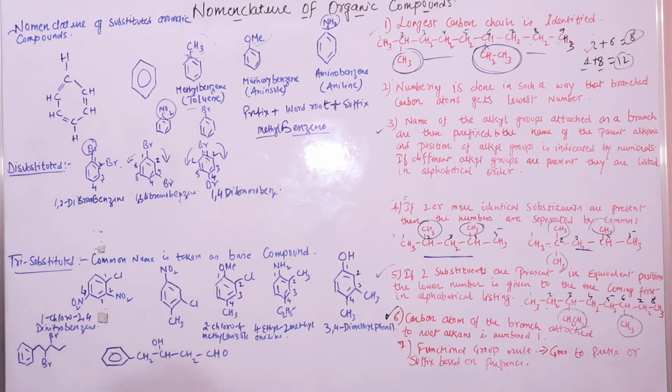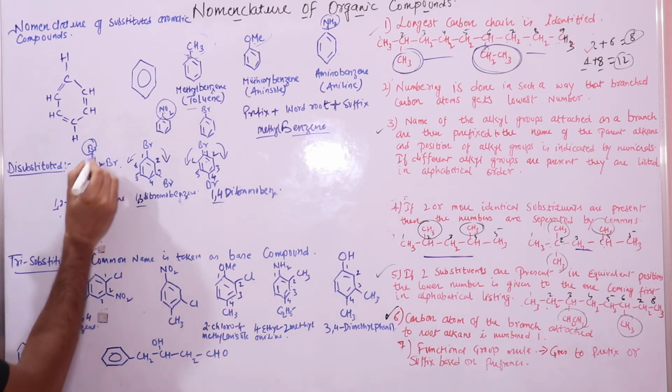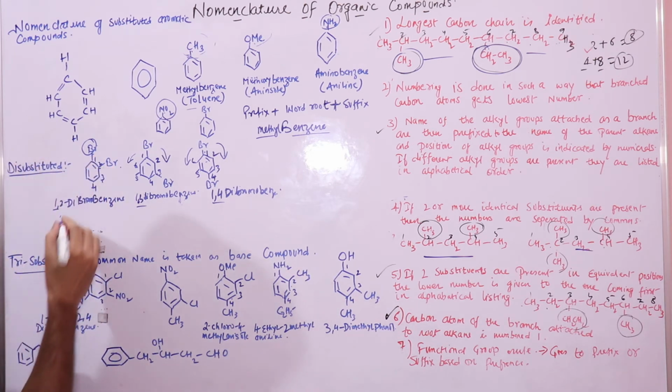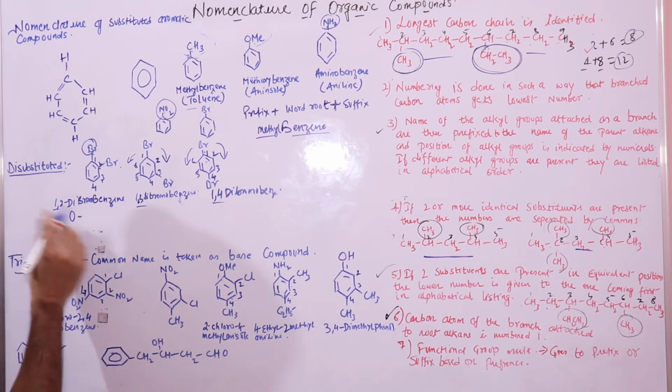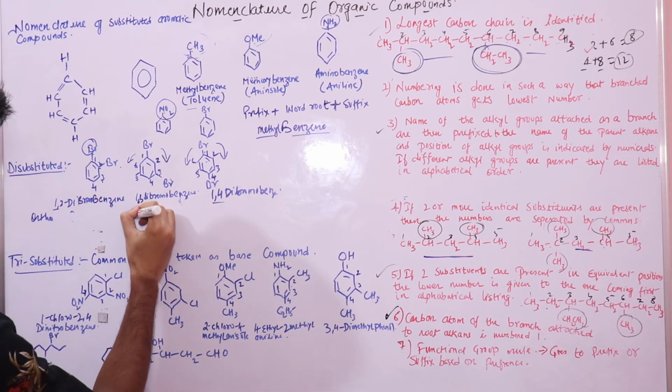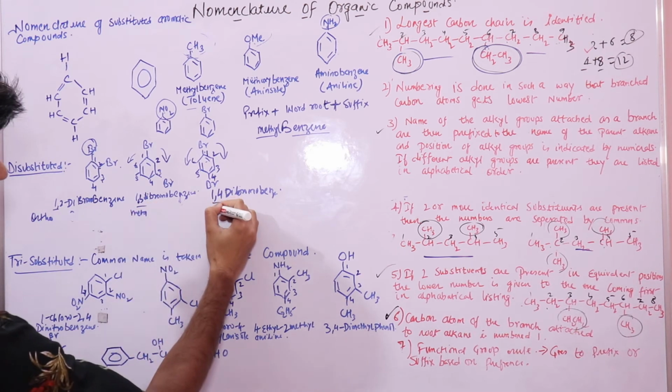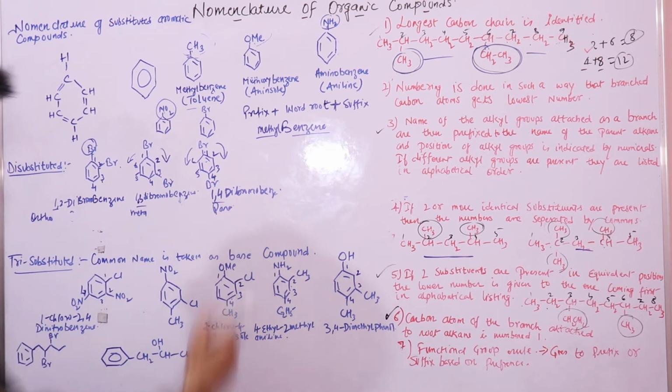right? Now you will find in your books that these compounds, in addition to 1 2, 1 3, 1 4, we also call this, if you have substituents at 1 and 2 position, you call it ortho dibromobenzene, right? This is your ortho dibromobenzene. This is your meta dibromobenzene. This is your para dibromobenzene, right? So this is also how you will name these compounds, right?